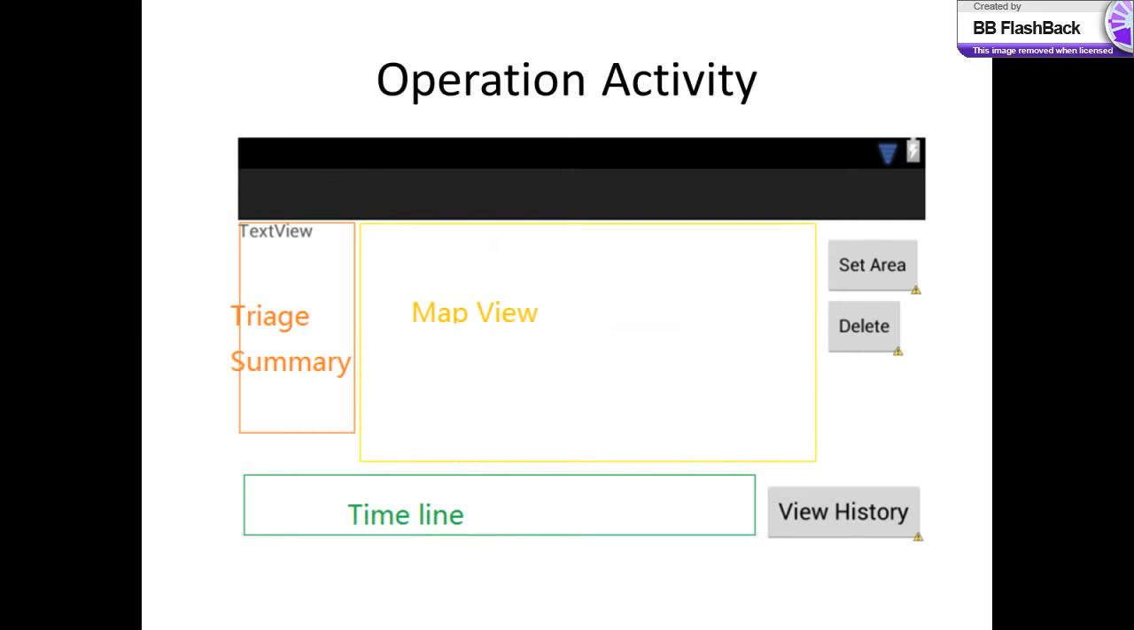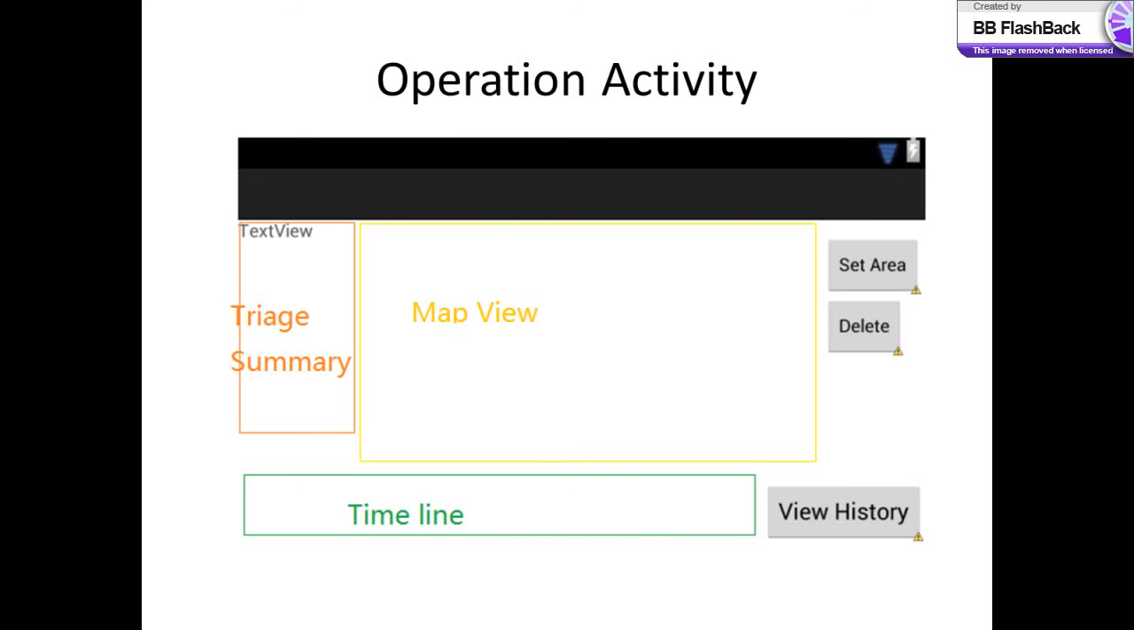This is our operation activity layout. We can see that in the center of the activity is a map view. We try to maximize the area of the map view so it can be as clear as possible. We also have several buttons, such as set area, delete the set area, and view history, which links to the history activity.